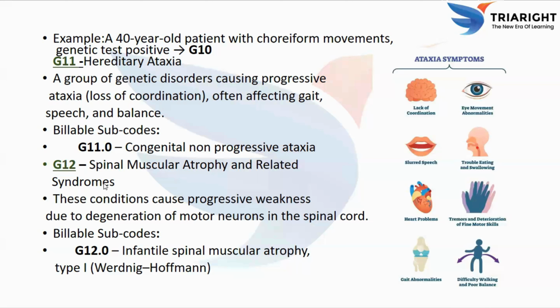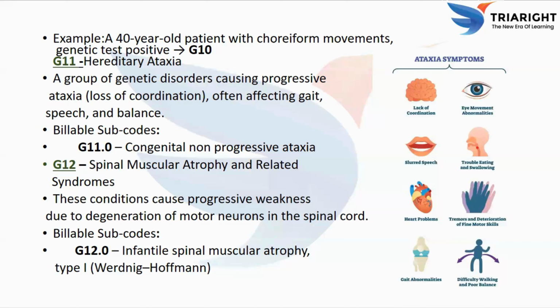Next, coming to G12, it's spinal muscular atrophy and related syndromes. So what is it? Spinal muscular atrophy is a group of genetic conditions where motor neurons in the spinal cord degenerate. Degenerate means they die. This causes progressive muscle weakness. So what happens when spinal muscular atrophy occurs? The muscles become weaker, movement becomes difficult, and breathing and swallowing may also be affected, right?